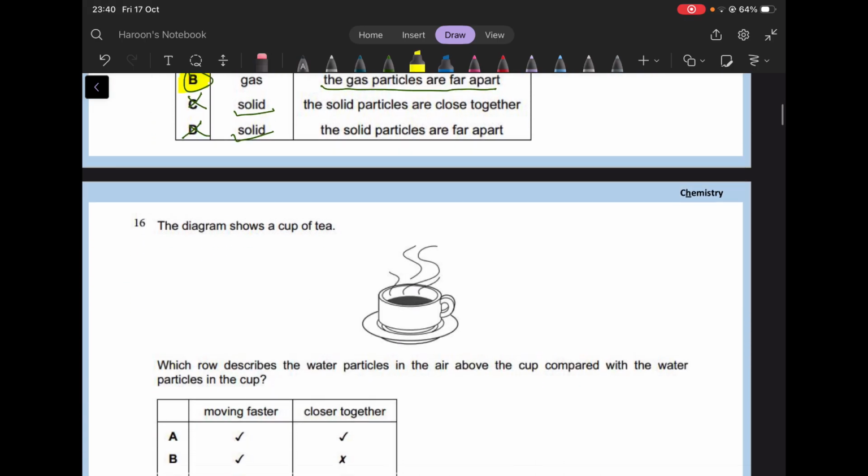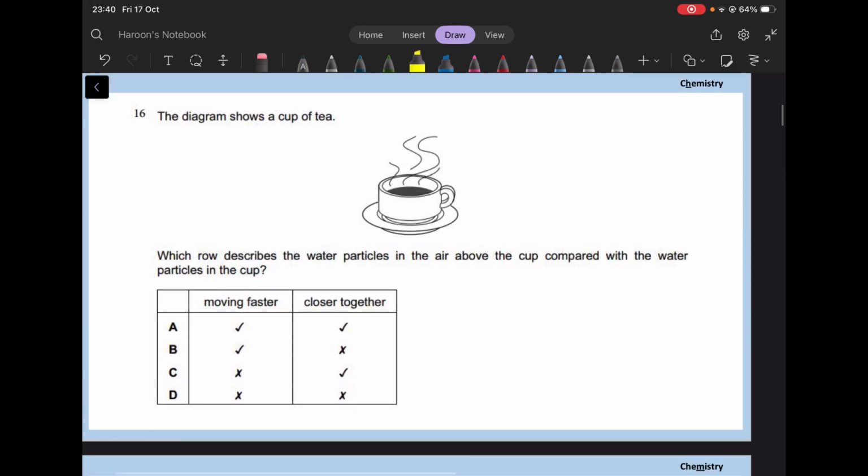Next question. The diagram shows a cup of tea. Which row describes the water particles in the air above compared with the water particles in the cup?